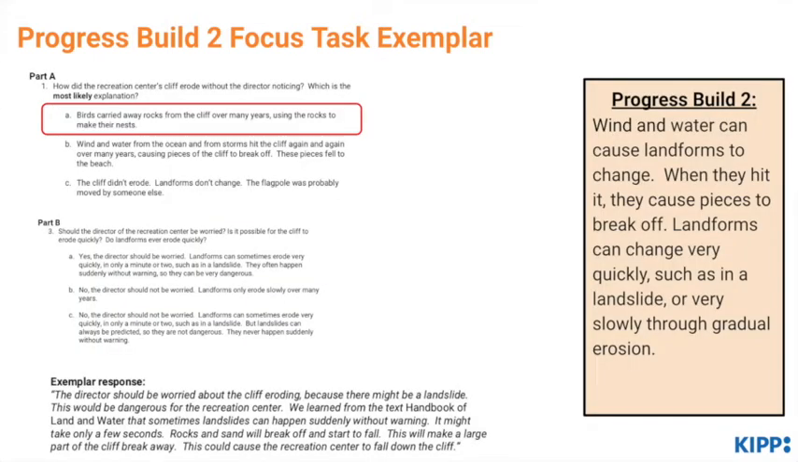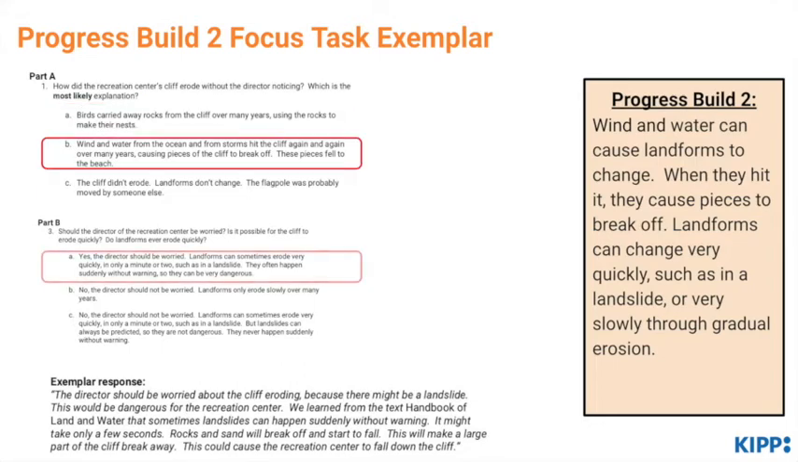So for part A, you should have marked A, that birds carried away rocks. No, actually. You should have marked B, that wind and water from the ocean and from storms hit the cliff again and again over many years, causing pieces of the cliff to break off. And for part B, you should have marked section A. The director should be worried because a landslide could eventually happen unexpectedly. There's an exemplar response at the bottom here. Please check that over and compare it to your own.